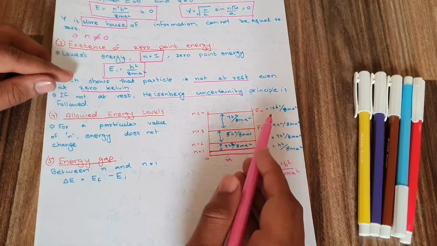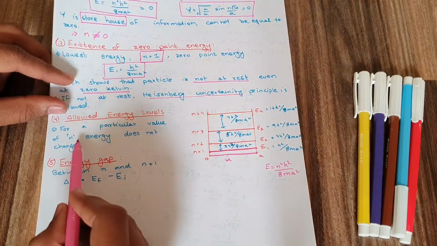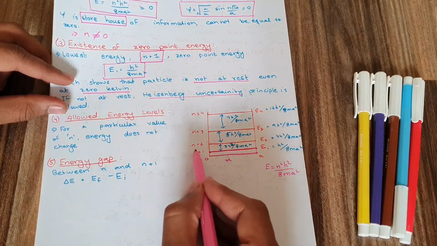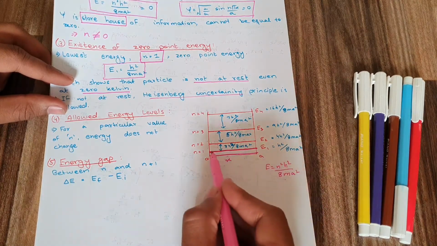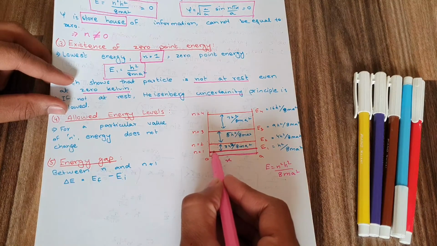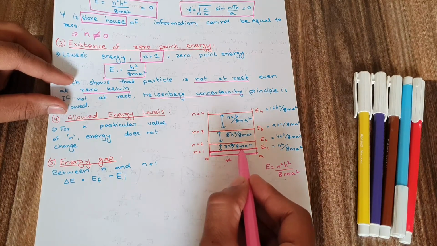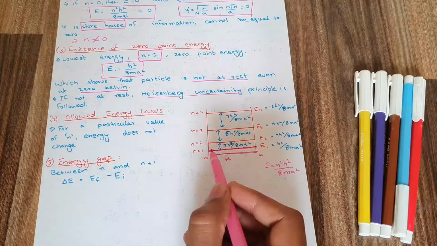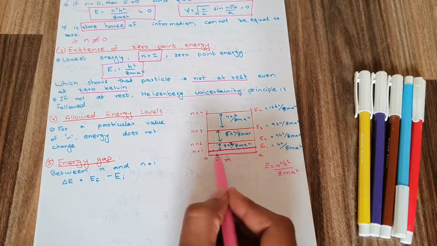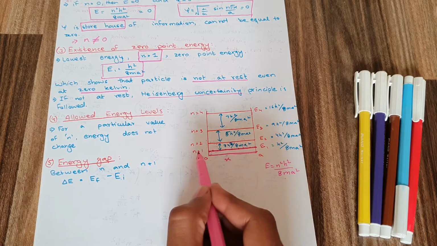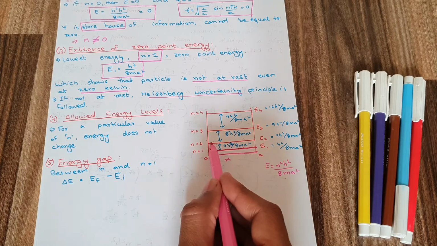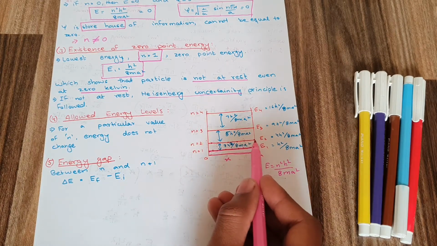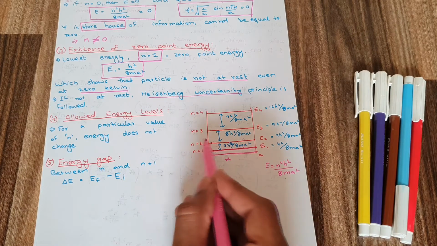So as you can see, for a particular value of n, energy does not change. If I have n is equal to 1, throughout the length of the box, the energy remains the same. The horizontal line represents that if I have a particle at this place, this place, or wherever along this line, the energy is the same. It means that my energy does not change along the length of the box for a particular value of n. As you can see, n is equal to 1 has a straight line, and n is equal to 2 also has a straight line. If a particle is present at this or this place, it will have the same energy for n is equal to 2.